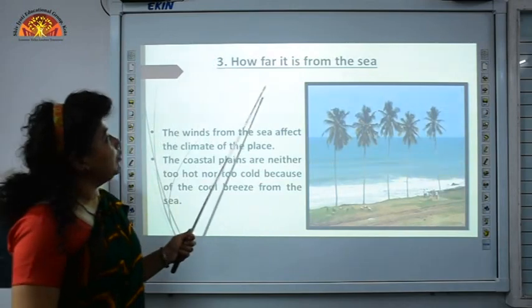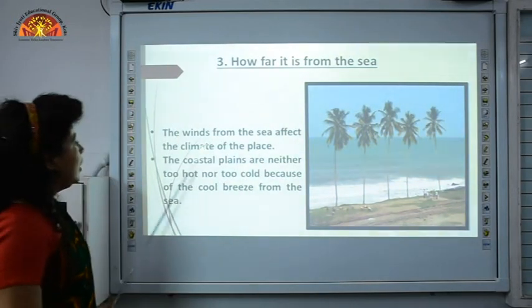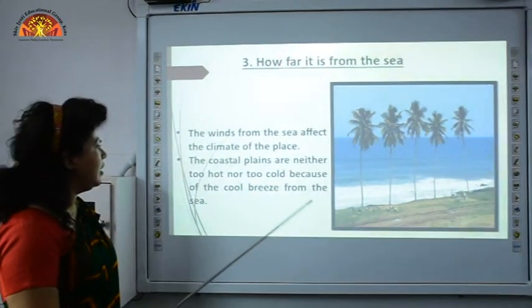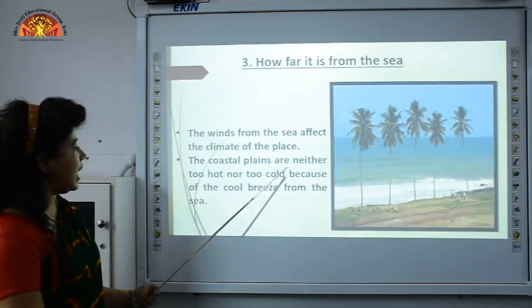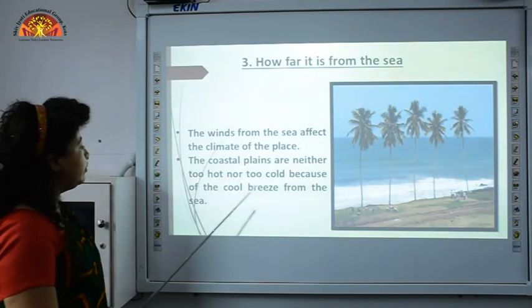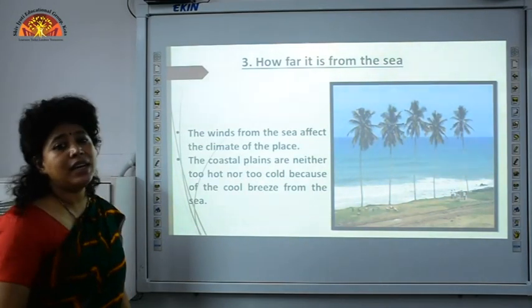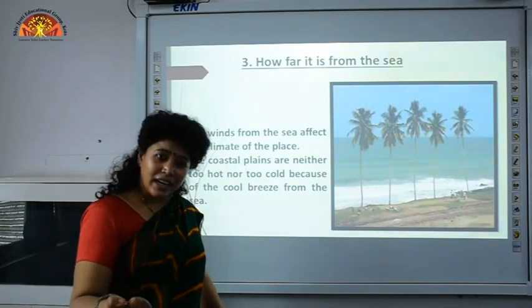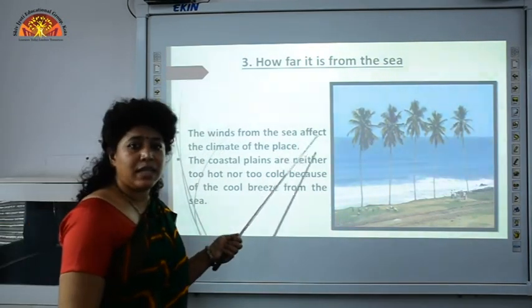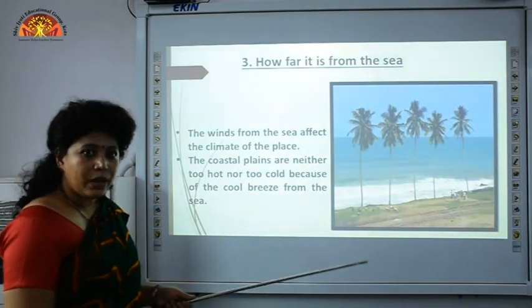Third point, how far it is from the sea. The winds from the sea affect the climate of the place. The coastal plains are neither too hot nor too cold because of the cool breeze from the sea. क्योंकि sea से आपको हमेशा ठंडी हवा मिलती रहेगी. So, because you are closer to the sea, the weather is relatively cooler.